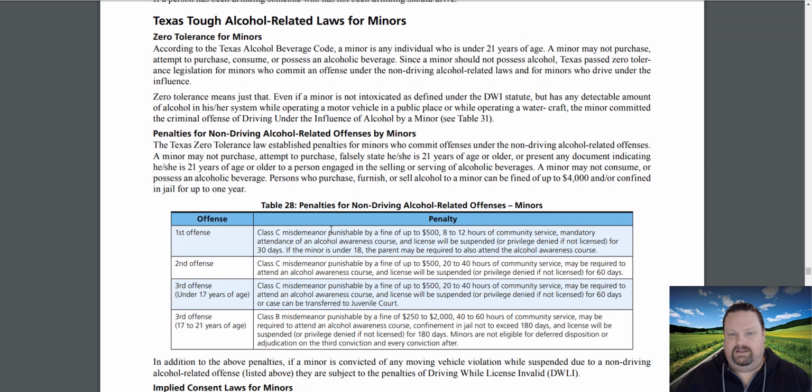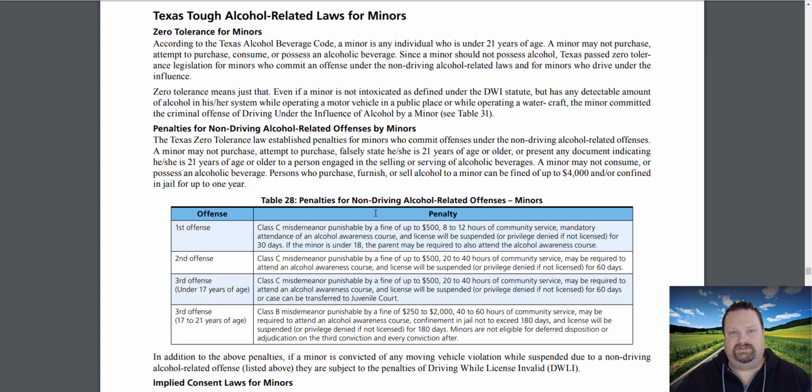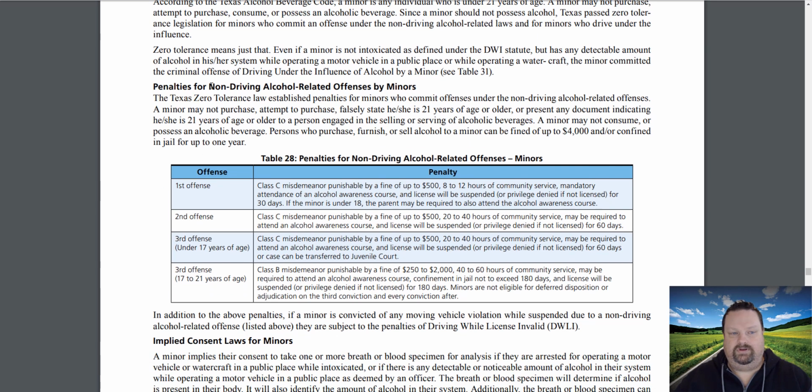Okay, so if you have any detectable amount of alcohol whatsoever inside your bloodstream, you would be charged with a DUIA, driving under the influence of alcohol by a minor. And also for the non-driving alcohol-related offense, it's a Class E misdemeanor and a fine up to $500. So if you see that on your test, what would the fine be? $500. Okay.